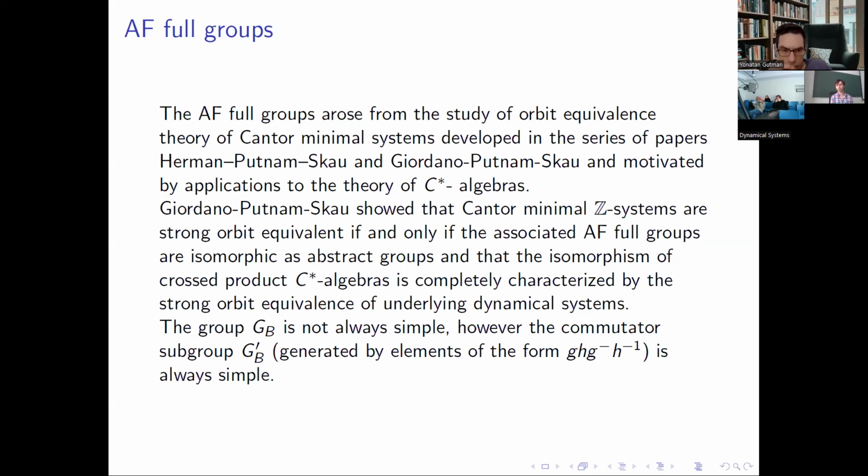Some important property: simplicity of the group G_B. It's not always simple, but the commutator subgroup G_B prime, this is the subgroup generated by elements of this form, is always simple. This is known.